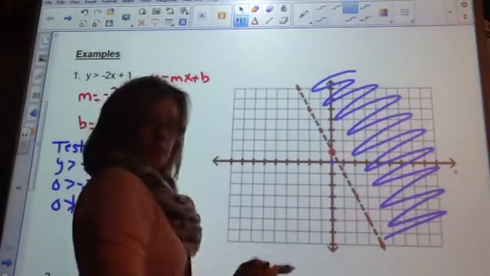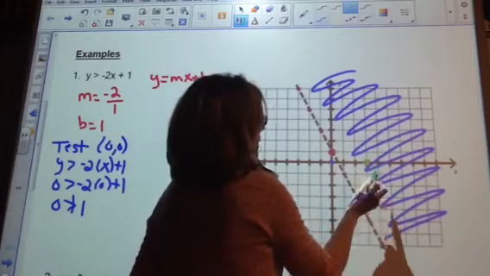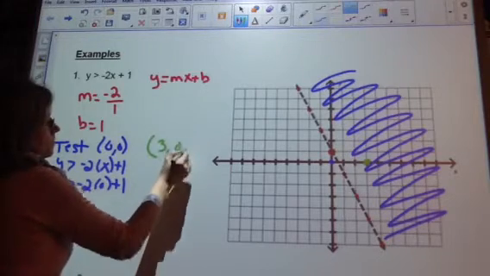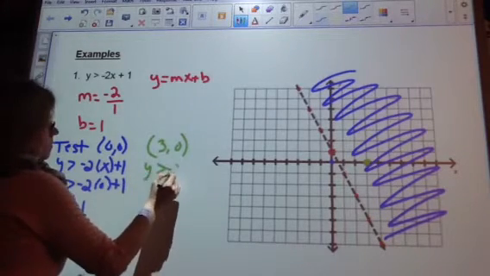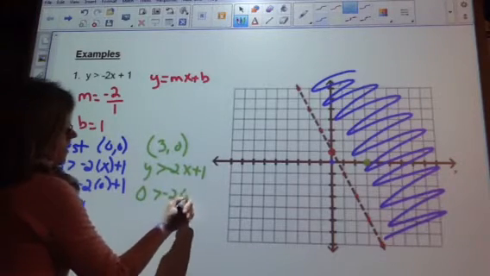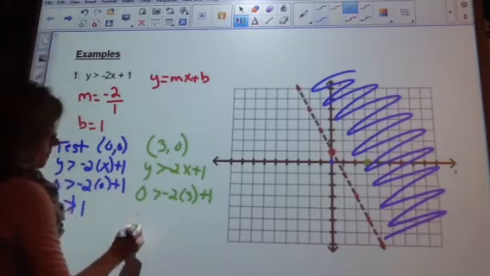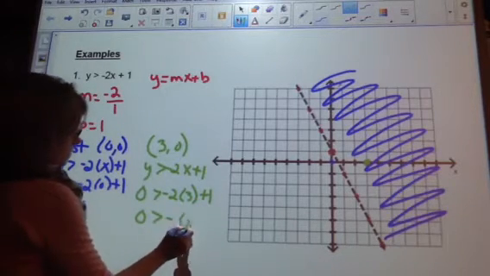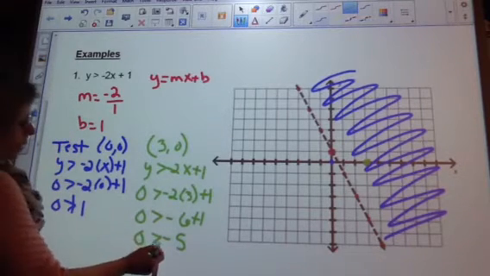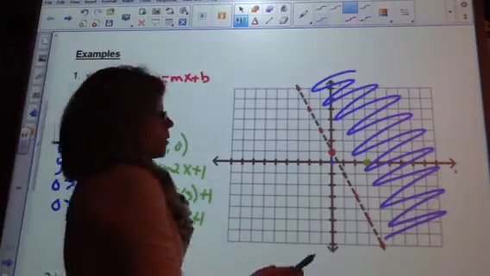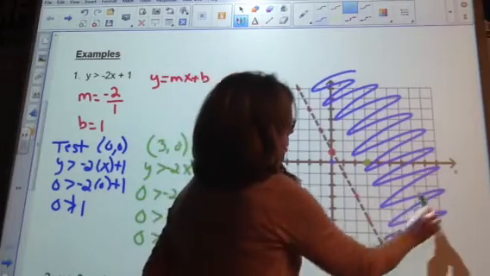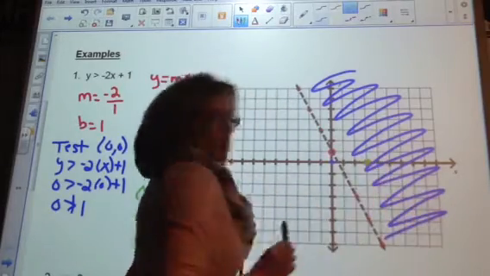Okay? But let's test a point and see. Let's test this point right here. So that's 3, 0. So substitute 0 in for y, 3 for x. So is 0 greater than negative 5? That is a true statement. So that's why you know that this is your solution set. What that means, students, is all of the points on this side of the line is your solution.